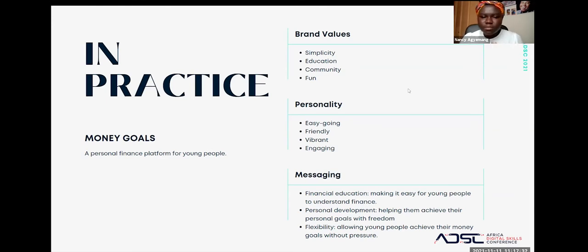So our main messaging pillar is financial education. That's what we want to do. So we want to make it easy for young people to understand finance. And then our second messaging pillar is personal development, which is helping young people to achieve their personal goals with freedom. Because when they are able to save money, they can enjoy the freedom that they want, and they can achieve all their goals. So that is what our second messaging pillar is about.